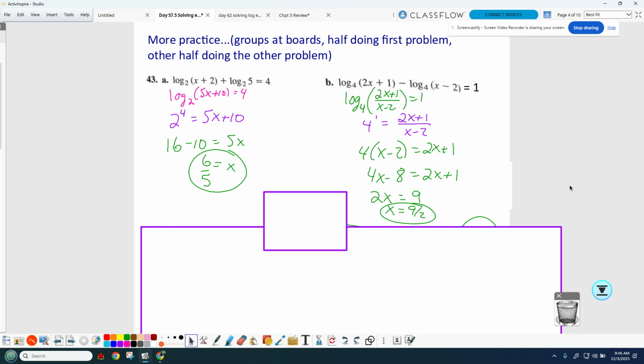So groups 1 through 5 all seem to have gotten the same answer. And groups 7 through 11, teeny tiny writing, I see 4.5, I see 9 over 2. Are those the same answer, 4.5 and 9 over 2? Yep, okay. Just checking.